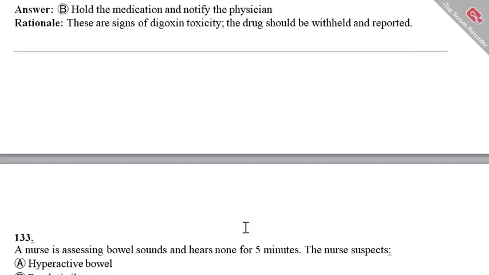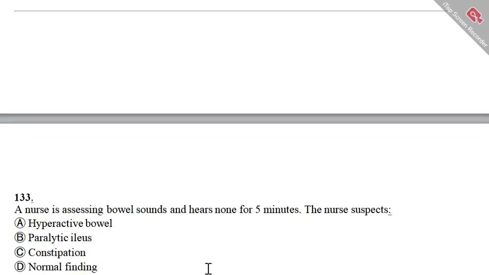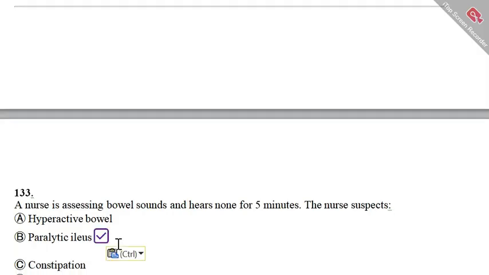Question number 133. The nurse is assessing bowel sounds and hears none for 5 minutes. The nurse suspects. The correct answer is option B, paralytic ileus.